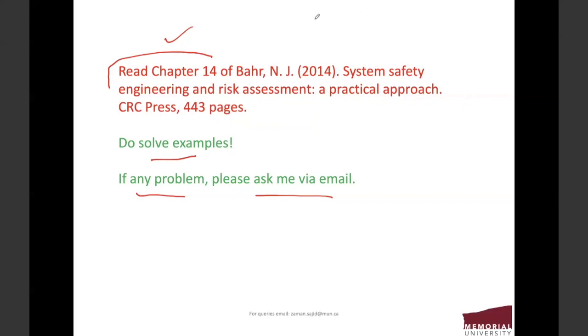Folks, do you have any more questions for me for today? I will make all of these things available on D2L. Okay, folks, it seems like you don't have any questions. I would strongly suggest you work on some practice examples and the problem which I am giving you. And if you have any questions, you are more than welcome to email me and I will be happy to assist you.